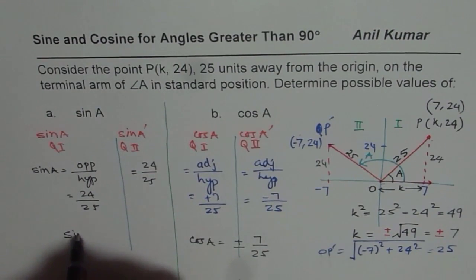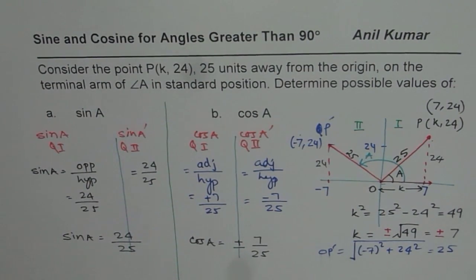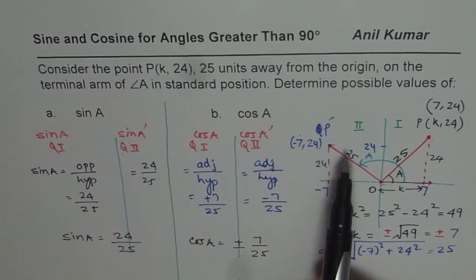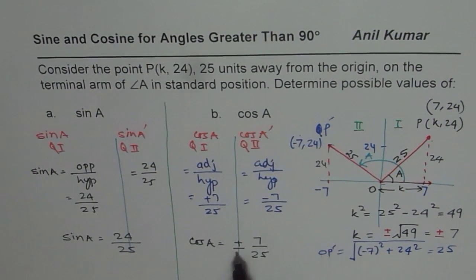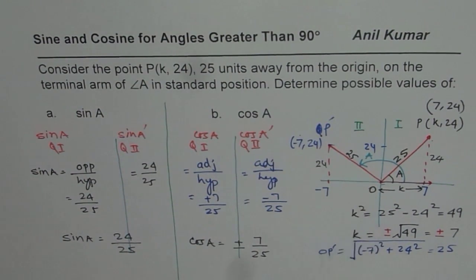However, sine of A is equal to 24 over 25. In quadrant 2, we know sine is positive but cosine is negative. That is the reason why we have two different solutions for cosine of A in this given condition. I hope that helps you understand how sine and cosine should be calculated for angles greater than 90 degrees. You have to see that one of them could be negative also. Okay, thank you.